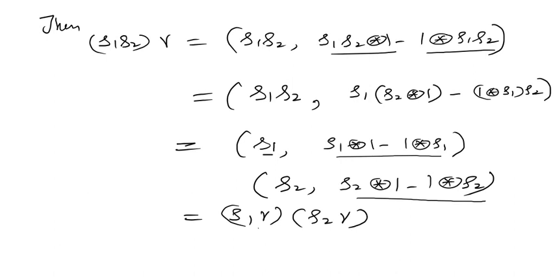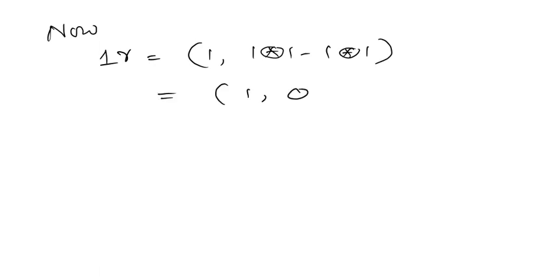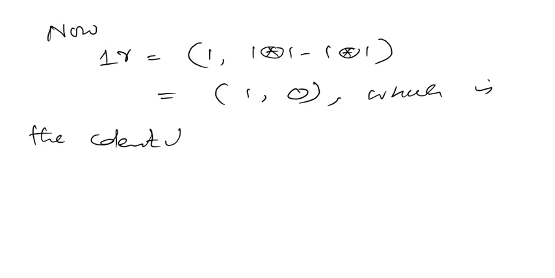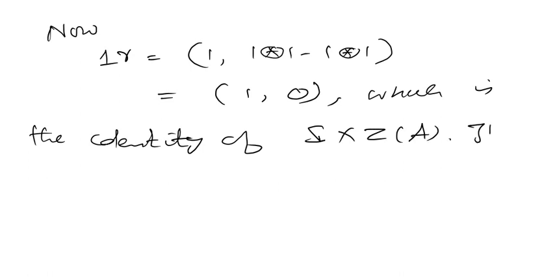So now let's check the identity. Image of 1 under gamma is equal to 1. Then obviously it's 1 tensor 1 minus 1 tensor 1, but 1 tensor 1 is the zero element of the group. So which is the identity of S cross ZA. So therefore gamma is a monoid morphism.